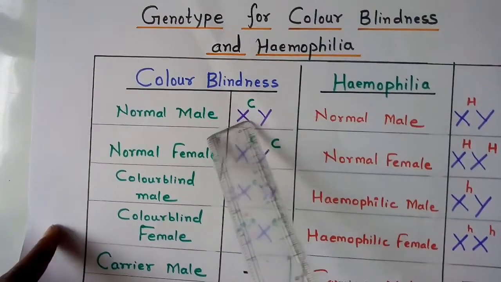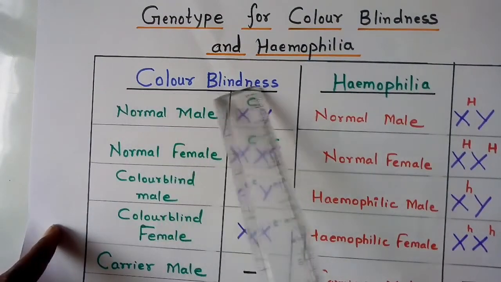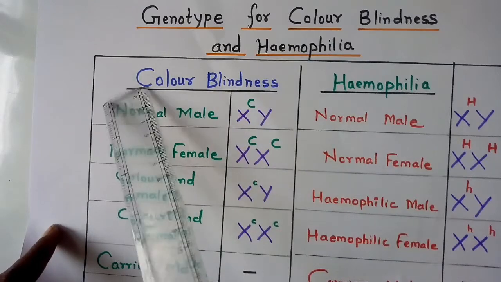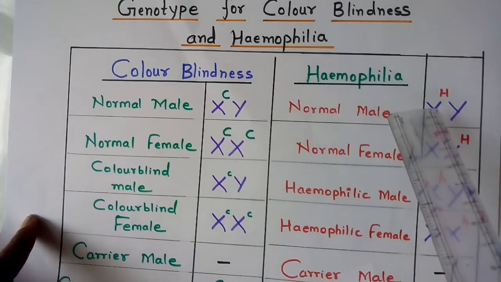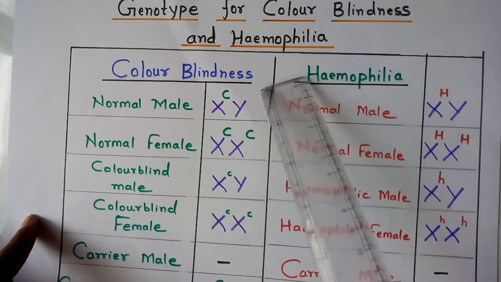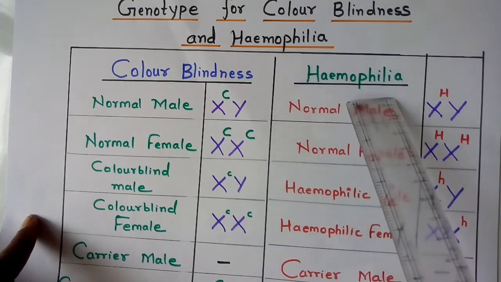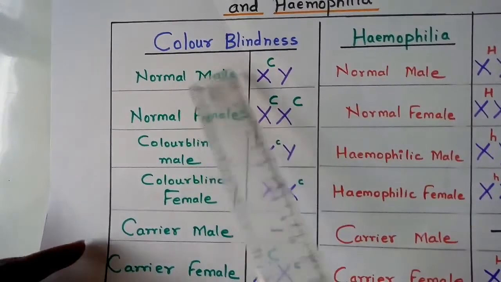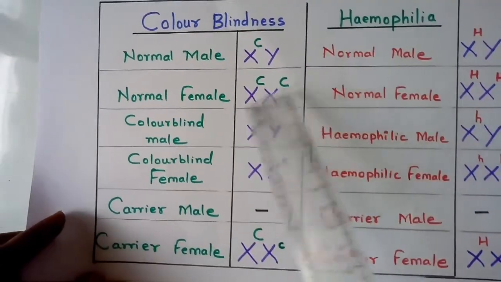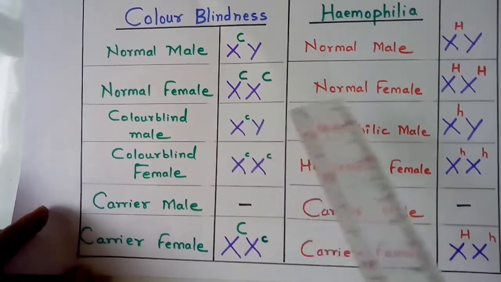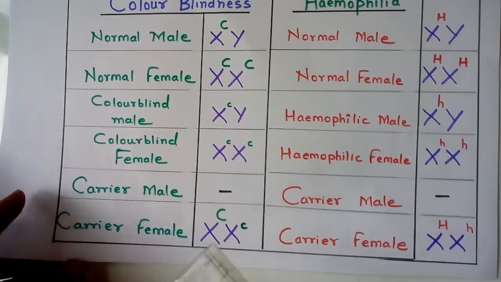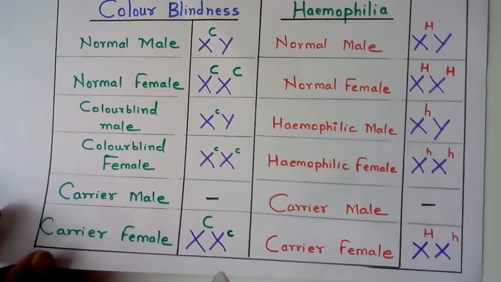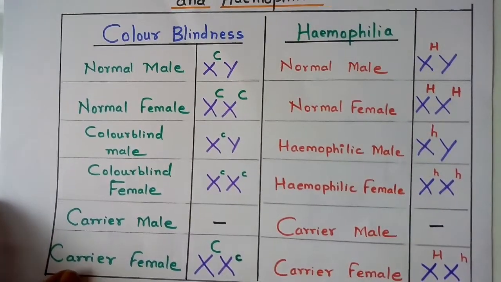What is the genotype that will be used? The gene that is used for color blindness is the first alphabet of the trait color blindness, that is C. Whereas for hemophilia, the gene that is used is H, which is the first alphabet of the disease hemophilia. Somewhere capital alphabets will be used, somewhere small alphabets will be used, and in some cases both capital as well as small alphabets will be used.